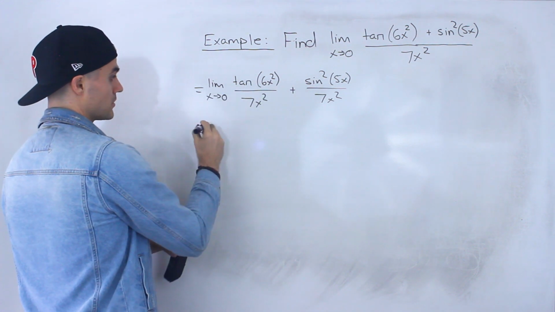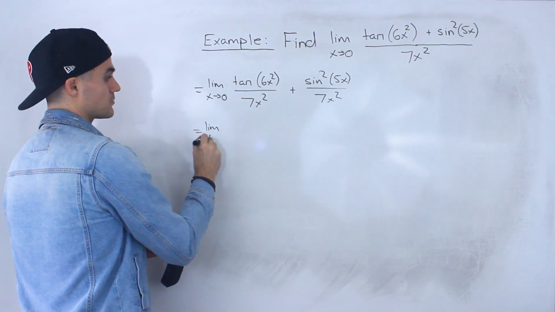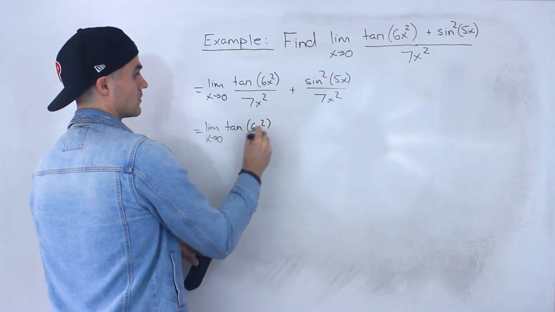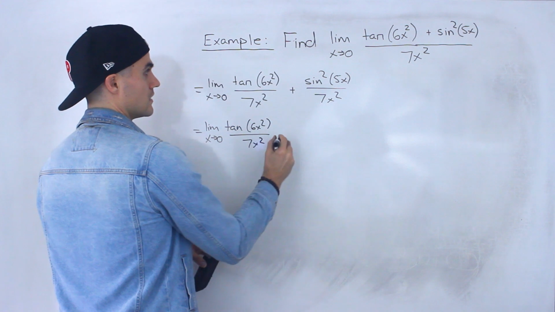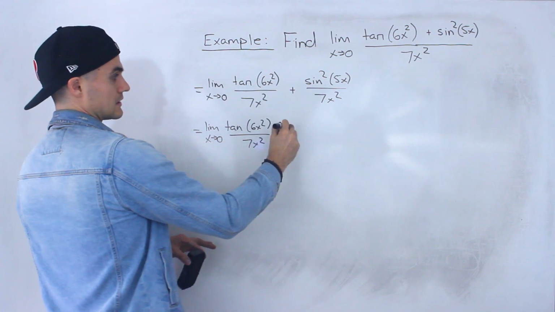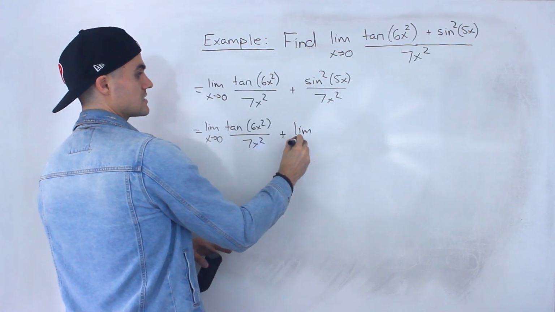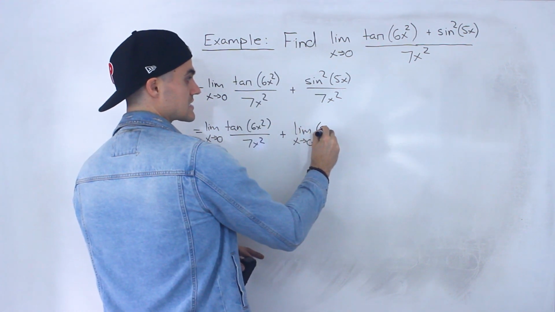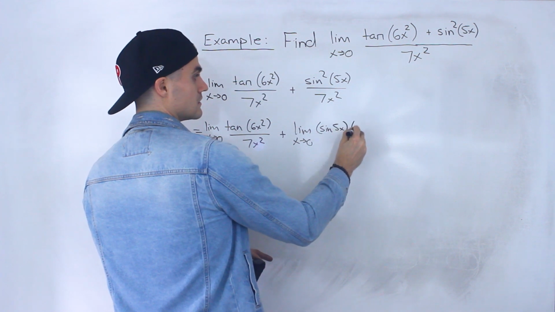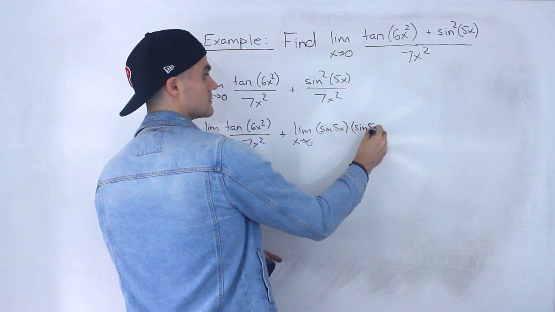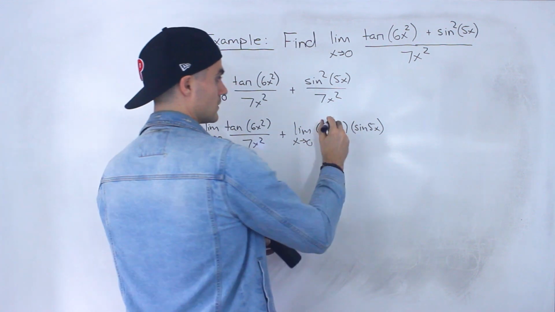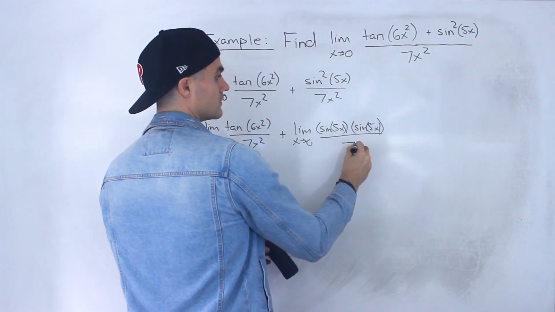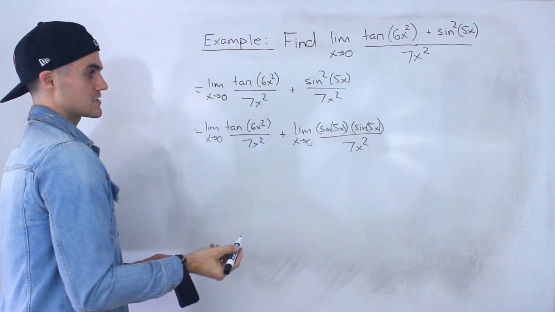We can use the properties of limits, so we'll have the limit as x approaches 0 of tan of 6x squared over 7x squared, plus the limit as x approaches 0 of sine squared 5x. Another way to write that is sine of 5x times sine of 5x. Let's put this in brackets, all over 7x squared.